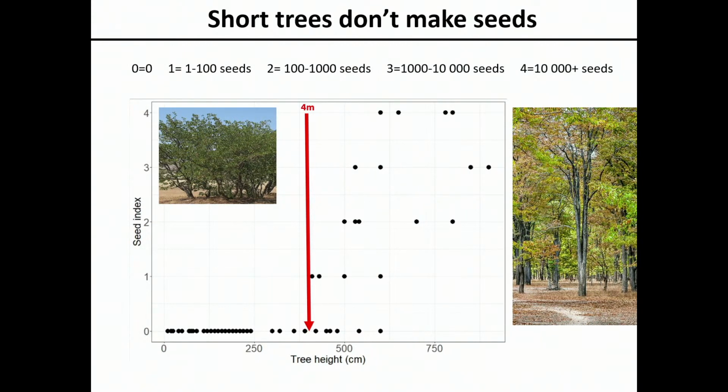So on the y-axis, this is our seed index. An index of 1 means the tree is producing between 0 to 100 seeds. An index of 4 means that the tree is producing in excess of about 10,000 seeds. So even though it's producing seeds at 4 meters, it's producing very few. But then as your tree grows taller, it starts producing a lot of seeds. So height becomes really significant in determining the reproductive potential of this population.